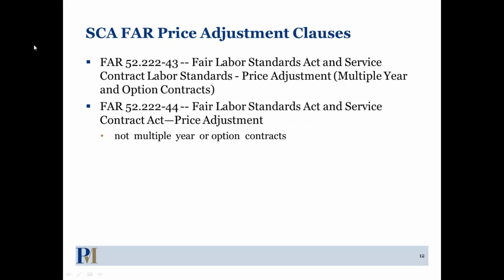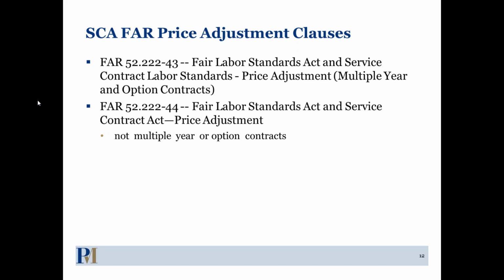What are these SCA price adjustment clauses? Well, the most common one I see is 222-43, which is for multiple year and option contracts. So the function of these are basically the same. It just depends on what kind of contract you have, right? So do you have a base plus 4 option contract? That's going to be your -43, and not the -44. Because those contracts are so common, that's why we see them so often.